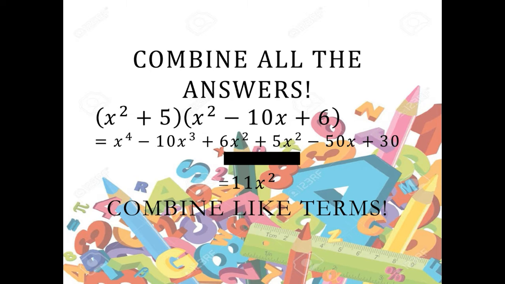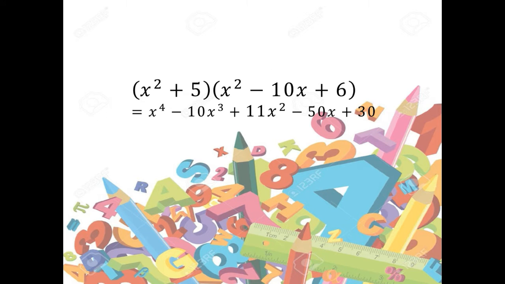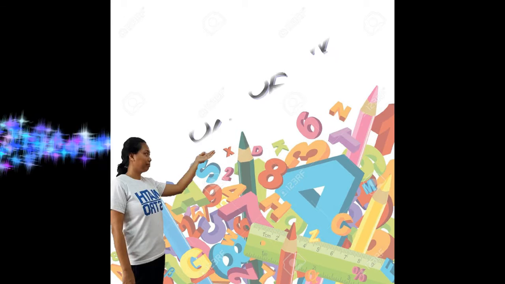Combine all the answers and look for the similar terms and simplify. The final answer is quantity of x squared plus 5 times quantity of x squared minus 10x plus 6 is equal to x to the 4th power minus 10x cubed plus 11x squared minus 50x plus 30.